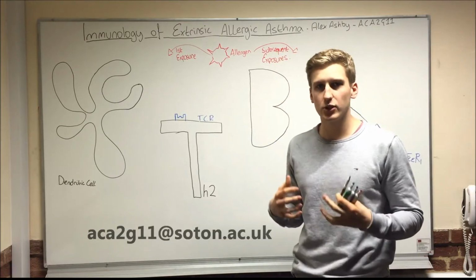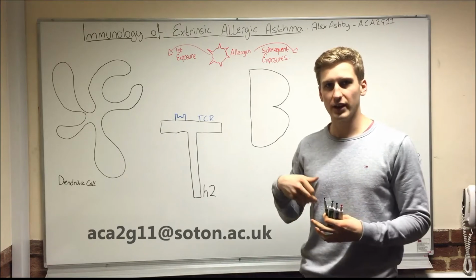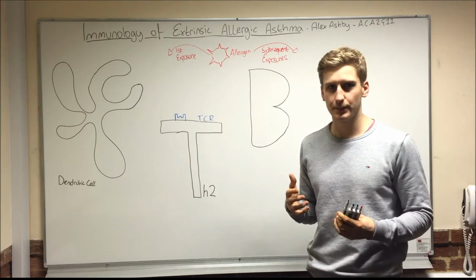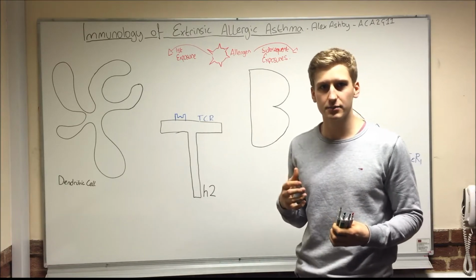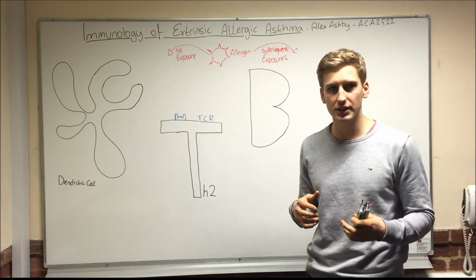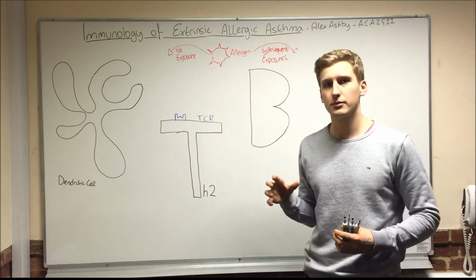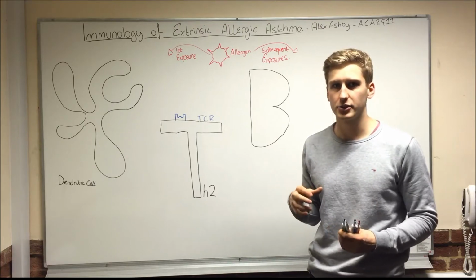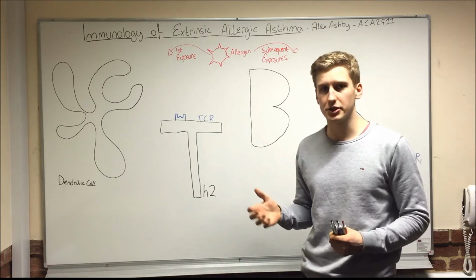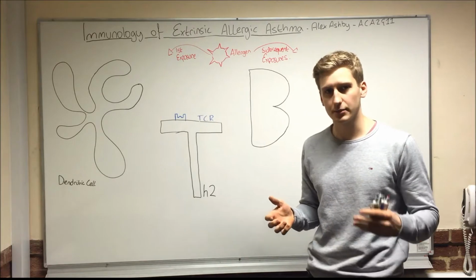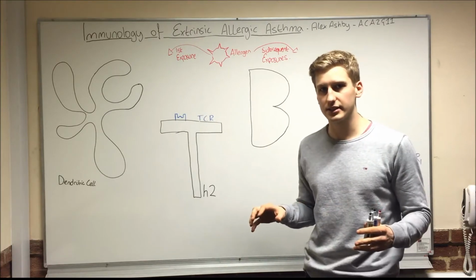So, the immunology of asthma. It's all about exposures to allergens. The allergen can be house dust mite feces, it can be mould, it can be animal dander, it can be all sorts of things. And there's two arms to the immunology. There's the first exposure to the allergen and there's subsequent exposures. And these two things are distinct.